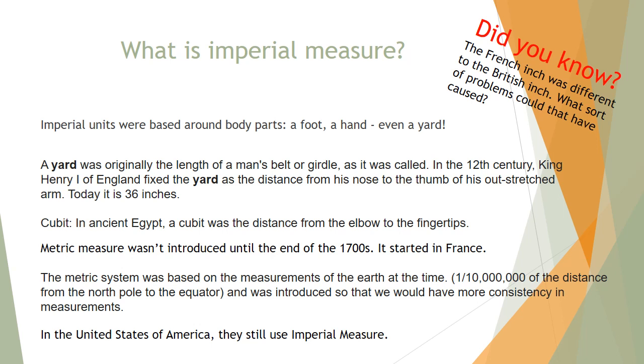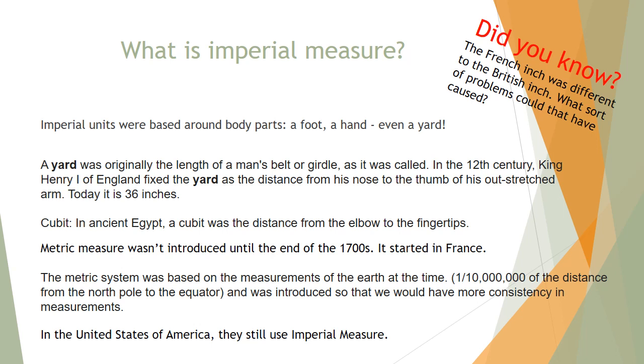In ancient Egypt, a cubit was another unit of measure, which was used to measure distance, and they defined a cubit by the distance from the elbow to the fingertips. So again, stretch your arm out, look at the distance between your elbow and your fingertips, and that would have been a cubit.